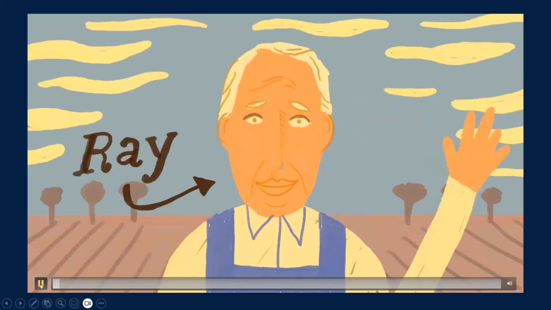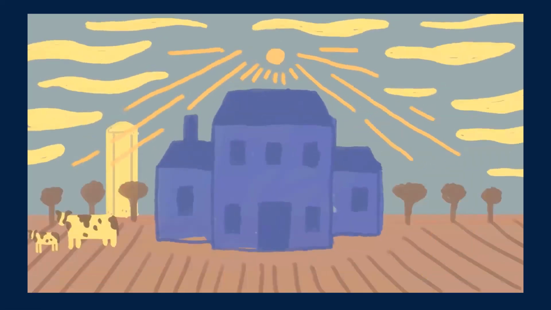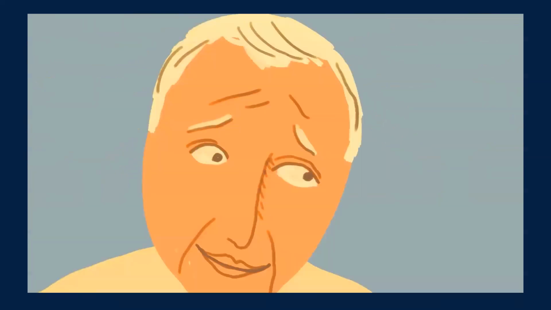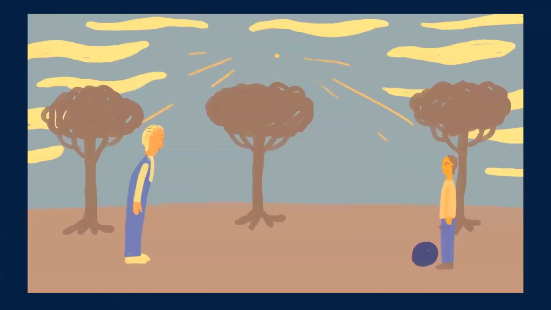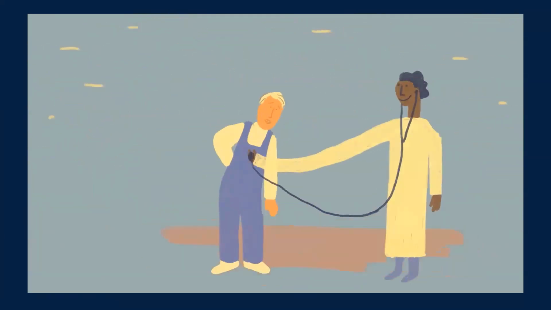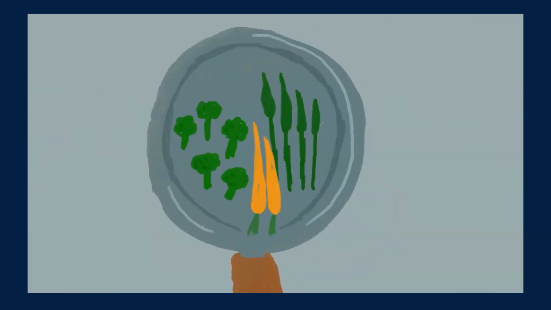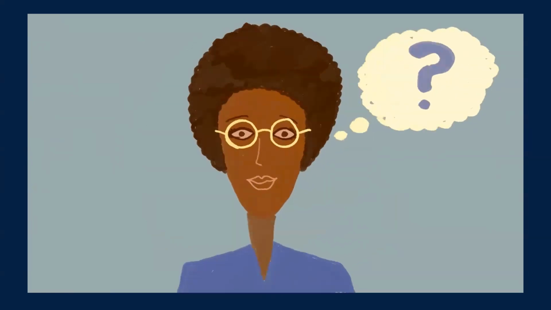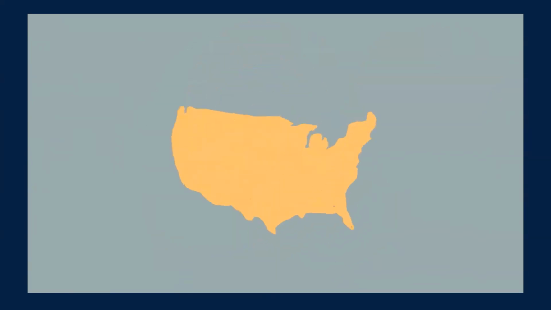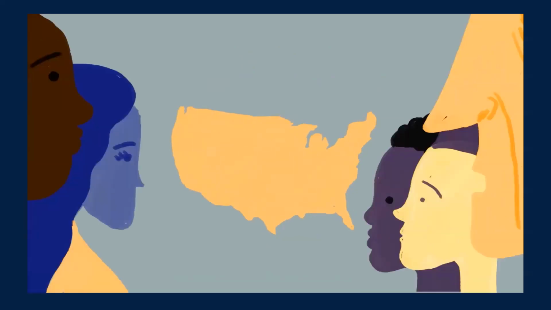Meet Ray. Ray lives on a farm. He loves playing kickball with his grandkids, but lately he's gotten a little slower and been visiting the doctor a lot more often. This is Kim. Kim lives in the city. She loves to exercise, cook healthy meals, and can't remember the last time she called in sick. They're both people, but not all people are the same.